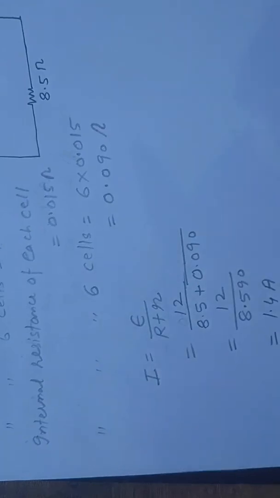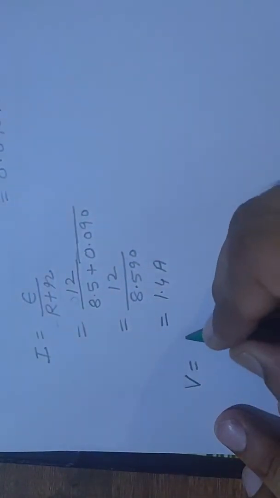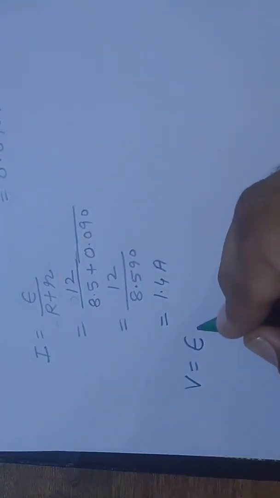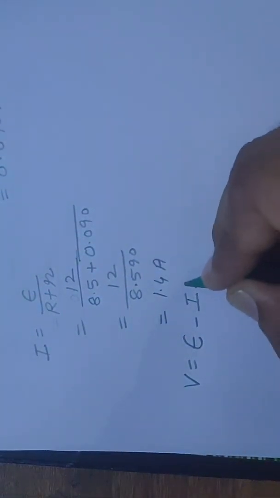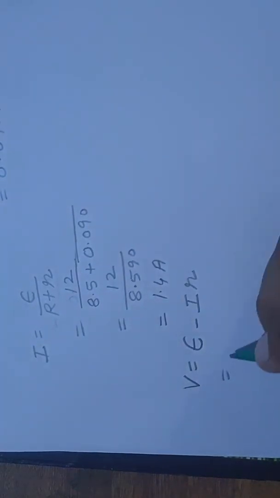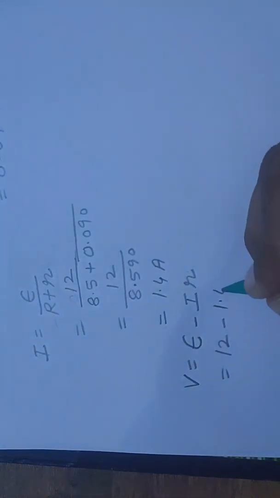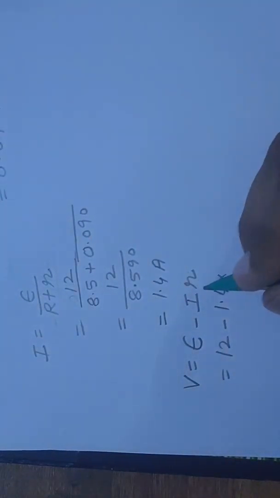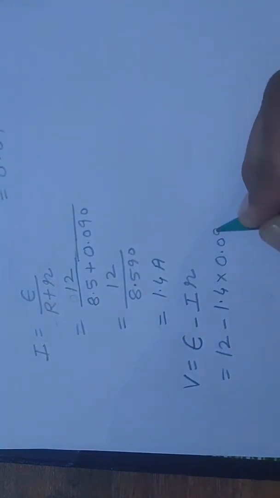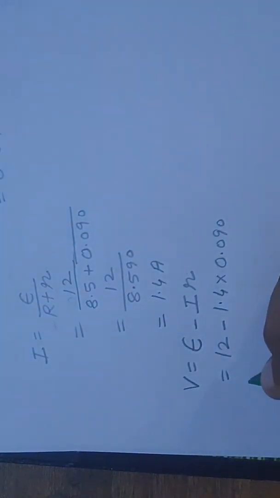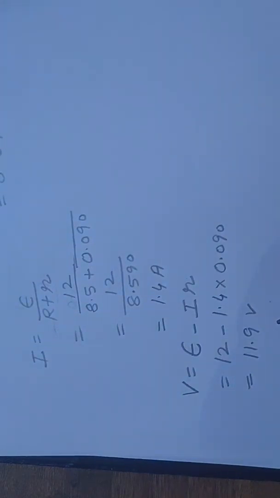Now we want to find the external voltage of this battery, and we know that the formula is V equal to terminal voltage equal to EMF of the cell minus current into resistance. Now EMF of cell is 12 minus current in the circuit is 1.4, internal resistance of the cells 0.090, and it gives us 11.9 volt. This is the terminal voltage of the battery.